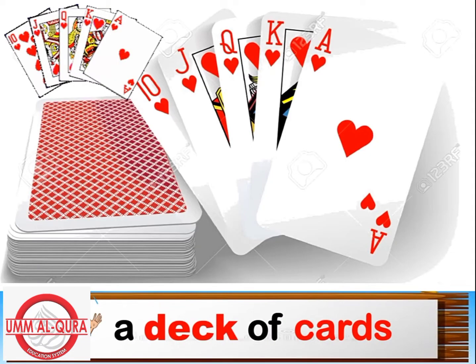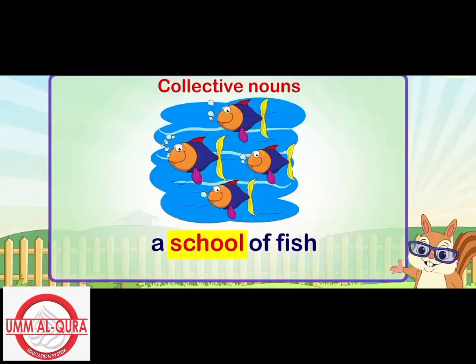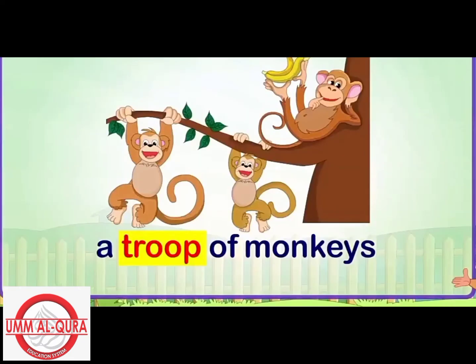A deck of cards. Deck is a collective noun which refers to the group of cards. A school of fish. School is a collective noun which refers to the group of fish. A troop of monkeys. Troop is a collective noun which refers to the group of monkeys.